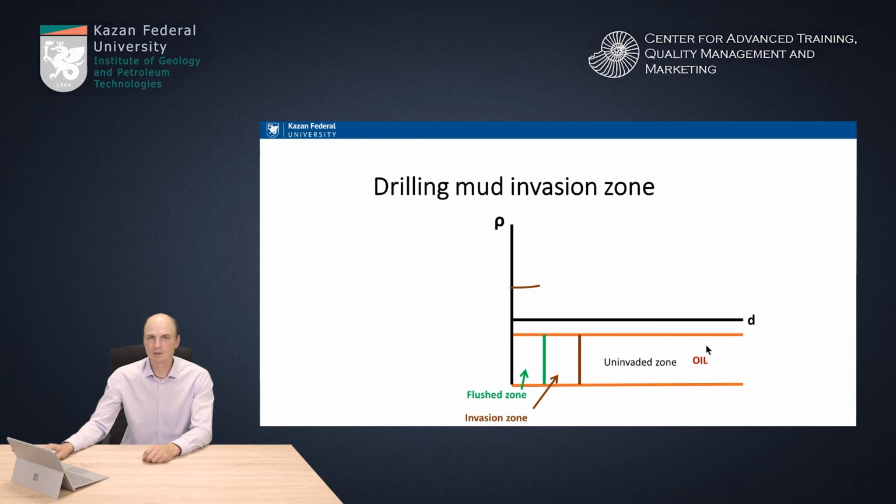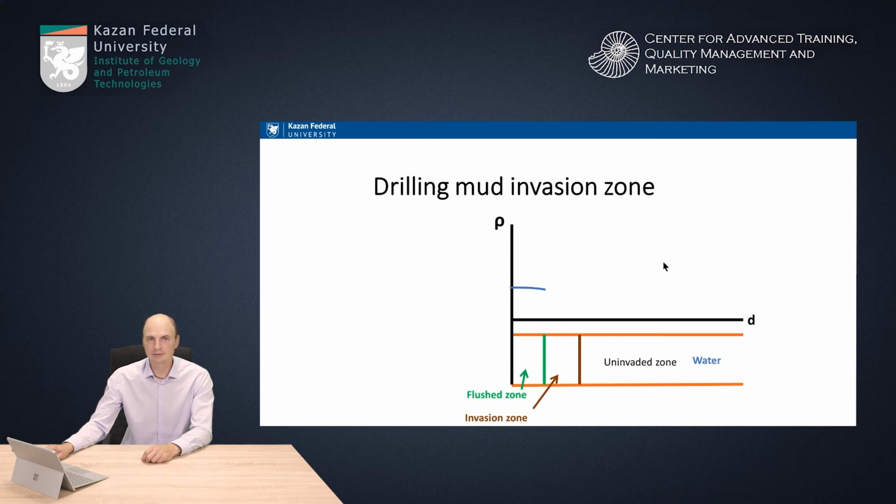In case of the oil in the formation, the resistivity of the formation is gonna be much higher than the resistivity of the flushed zone, because the resistivity of the oil is much higher than the resistivity of the drilling mud, in case the drilling mud is water based. So in the uninvaded zone we're gonna have higher resistivity, and in the invasion zone we have a kind of a transition. So our resistivity is gonna look just as it's shown on the figure.